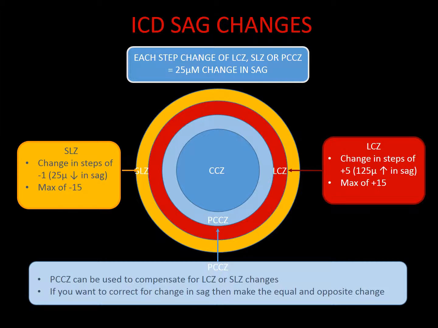There is a fourth zone in the lens, known as the PCCZ, or the peripheral corneal clearance zone, that can be adjusted by number 7 consultants in order to account for these sag changes.